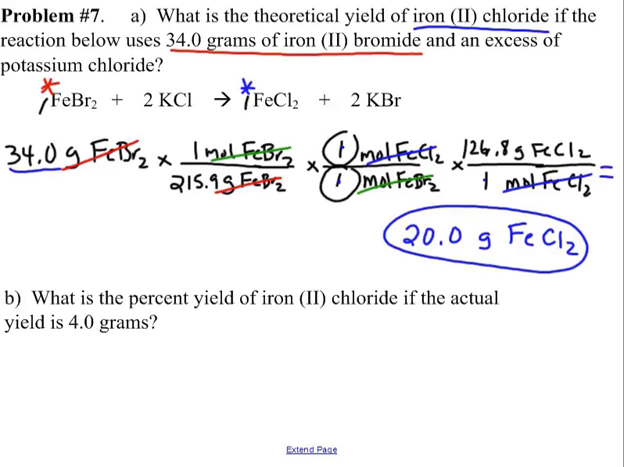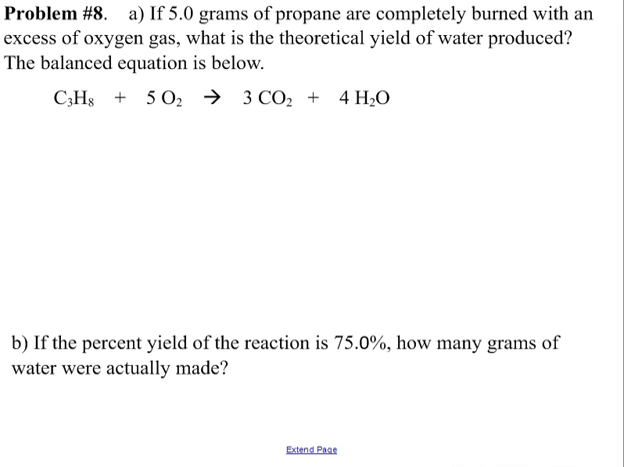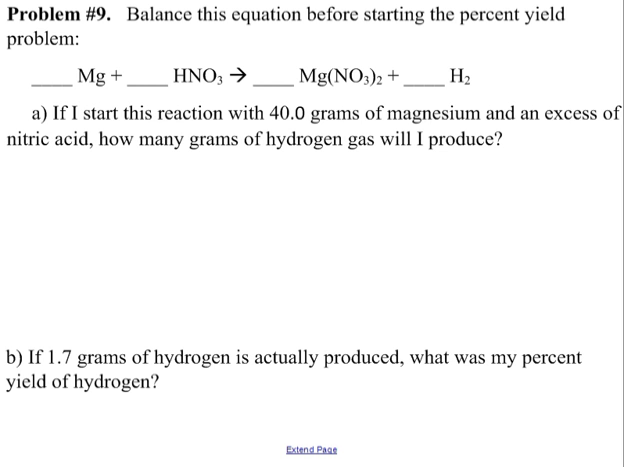If we then take this theoretical yield of 20.0 grams and use it in our final question here, what is the percent yield of iron 2 chloride? If the actual yield is 4.0 grams, so our actual yield of 4 divided by 20 grams, multiply that by 100, and of course we are going to get 20%. To make sure that we have two significant figures here, we will put a decimal point there, and then we have 20% there.